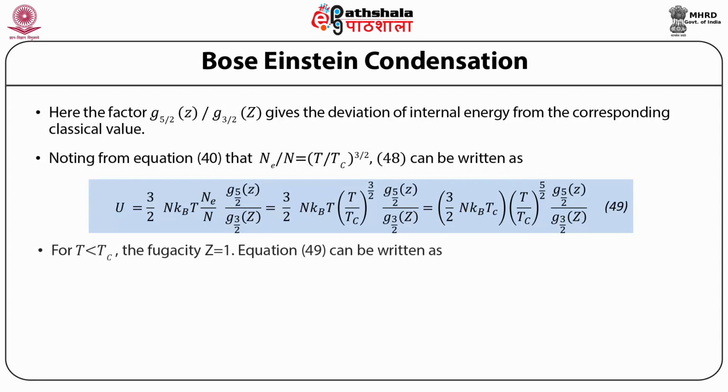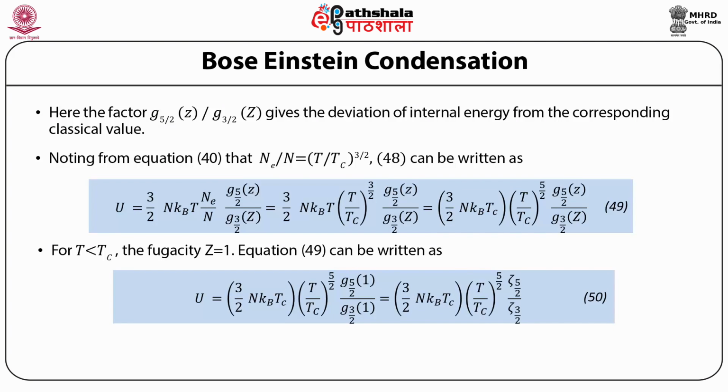For T less than T_c, the fugacity Z is equal to 1. Therefore, equation 49 can be written as U is equal to 3/2 n k_B T_c (T/T_c)^(5/2) multiplied by G, that is the Bose integral of order 5/2 divided by the Bose integral of order 3/2, which is equal to 3/2 n k_B T_c (T/T_c)^(5/2) multiplied by the Riemann zeta function of order 5/2 divided by the Riemann zeta function of order 3/2.